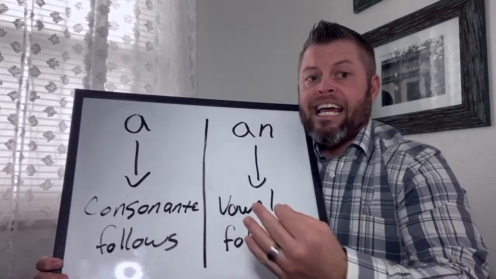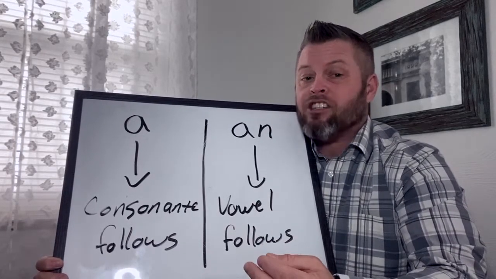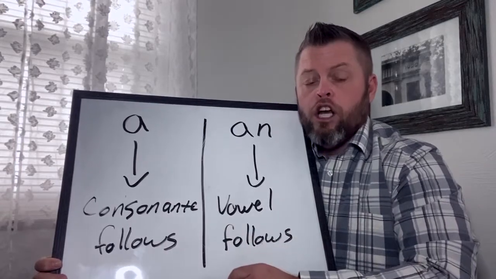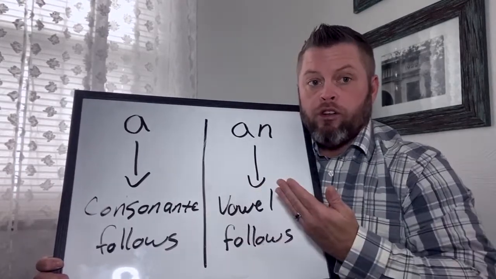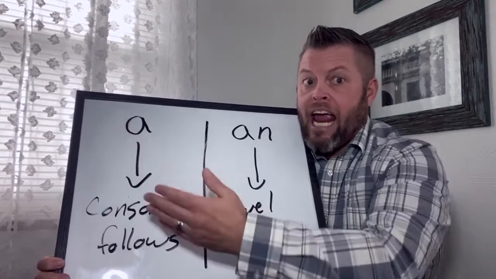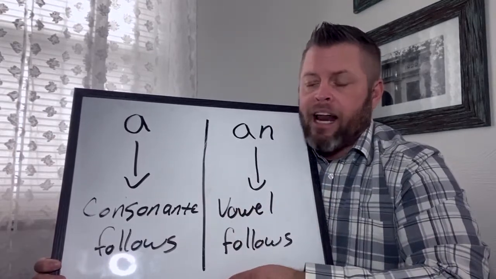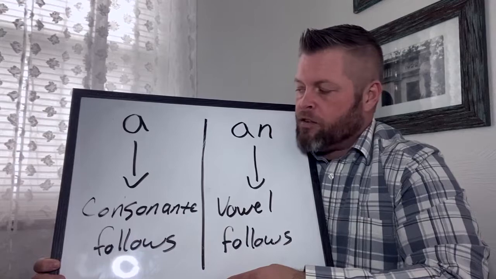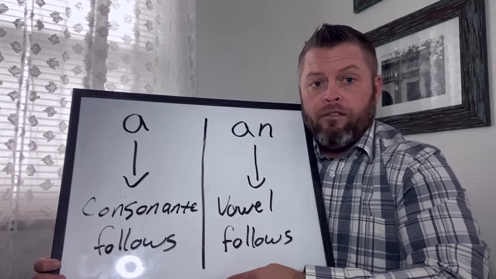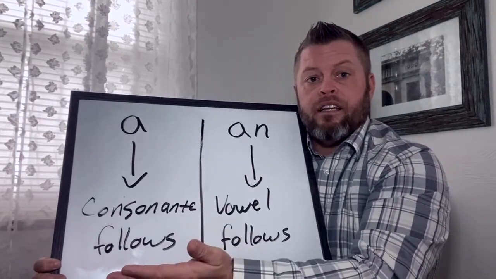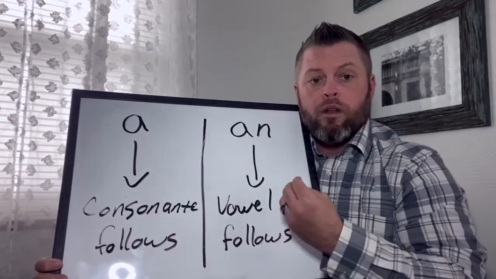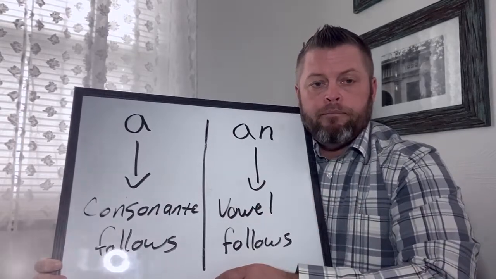There's a couple of weird ones. For instance, the word history. History actually makes a vowel sound, so you would say an history. Sounds a little bit weird. You might want to say a history, but an history is actually grammatically correct. You wouldn't get docked on my papers for that. But just look at the word that follows: if it follows with a consonant sound, I'm going to use the word a. If it follows with a vowel sound, I'm going to use an.